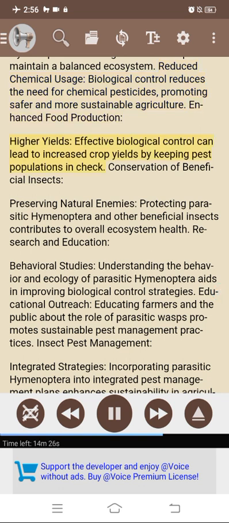Enhanced food production. Higher yields. Effective biological control can lead to increased crop yields by keeping pest populations in check. Conservation of beneficial insects. Preserving natural enemies. Protecting parasitic hymenoptera and other beneficial insects contributes to overall ecosystem health.